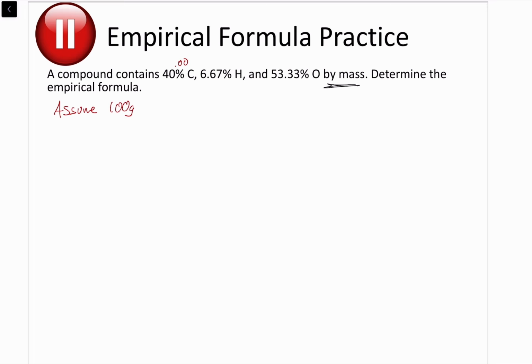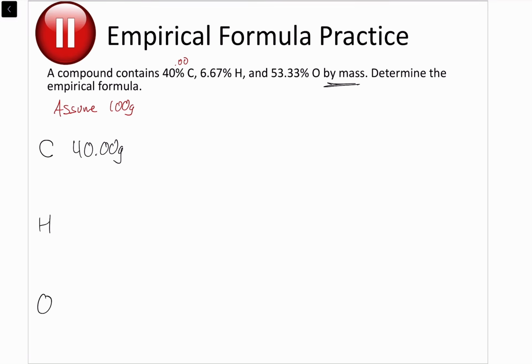So let's lay out our elements. We have C, we have H, and we have O. Now, of carbon, we have 40%. 40% of 100 grams is going to be 40.00 grams. Hydrogen, we have 6.67%, which is going to be 6.67 grams. And then oxygen, we have 53.33 grams.